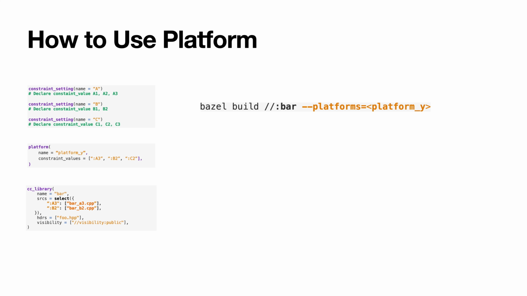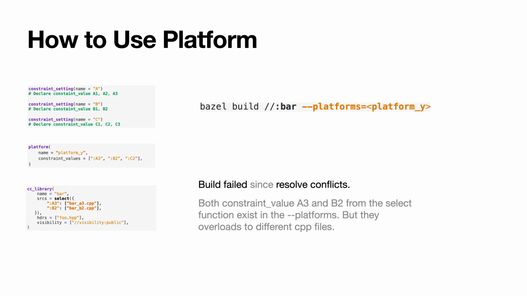Now we have another build target bar, which selects based on A3 and B2. If we build this target also with platform Y, then the build will fail, because A3 and B2 are found both from the platform Y, but in the select function, A3 and B2 point to different files, so there is a conflict in the resolving process. That's why this build will fail.